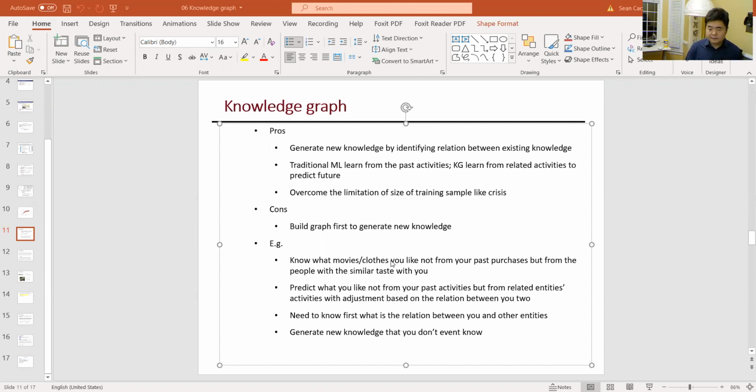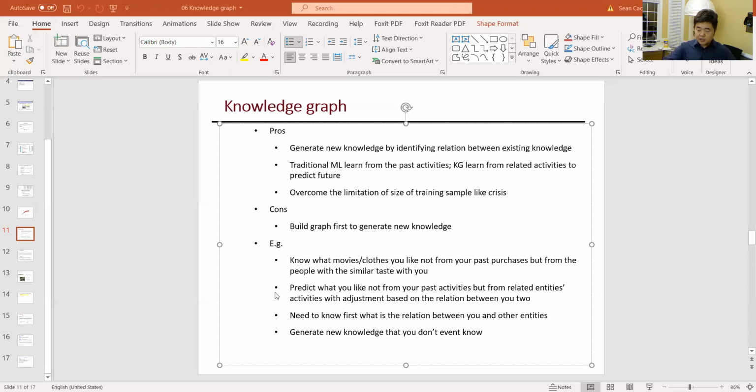So this is the beauty of the knowledge graph, and they can generate some new insights I don't even get from my past history. That's why we need the knowledge graph.